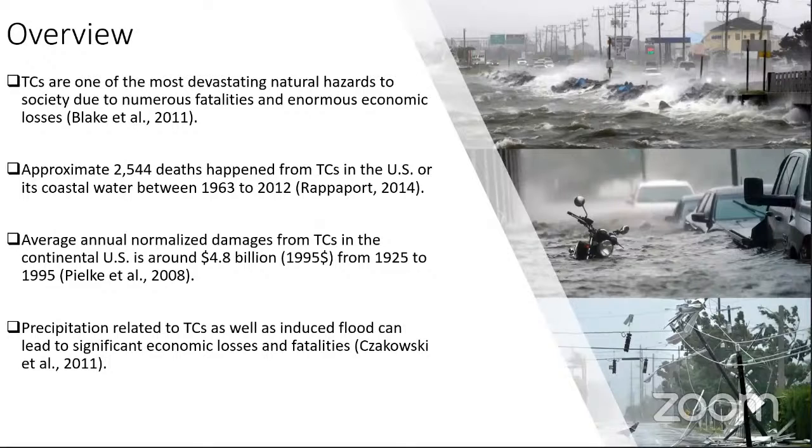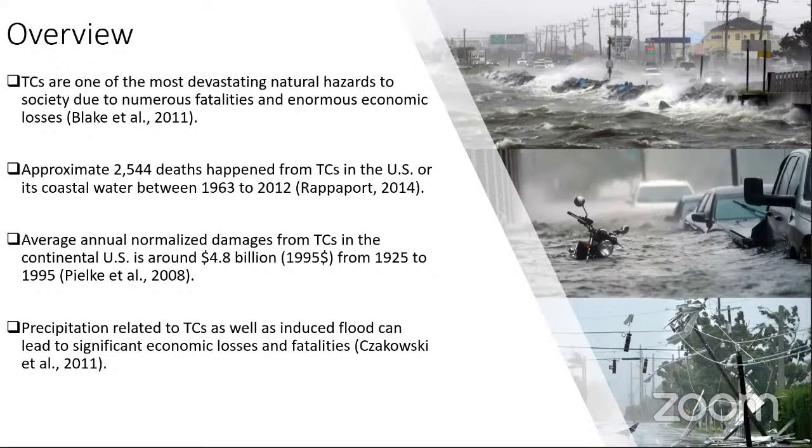TCs are one of the most devastating natural hazards to society due to numerous fatalities and enormous economic losses. Approximately 2,544 deaths happened from TCs in the US or its coastal waters between 1963 and 2012. Regarding the economic losses, the average annual normalized damage from TCs in the continental US is around $4.8 billion in the 71-year period from 1925 to 1995.